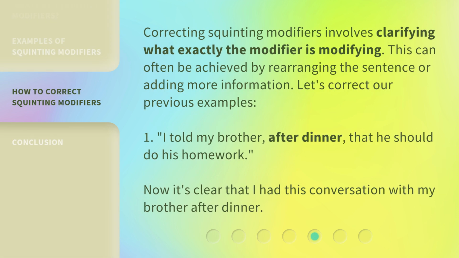Correcting squinting modifiers involves clarifying what exactly the modifier is modifying. This can often be achieved by rearranging the sentence or adding more information. Let's correct our previous examples. 1. I told my brother, after dinner, that he should do his homework. Now it's clear that I had this conversation with my brother after dinner.